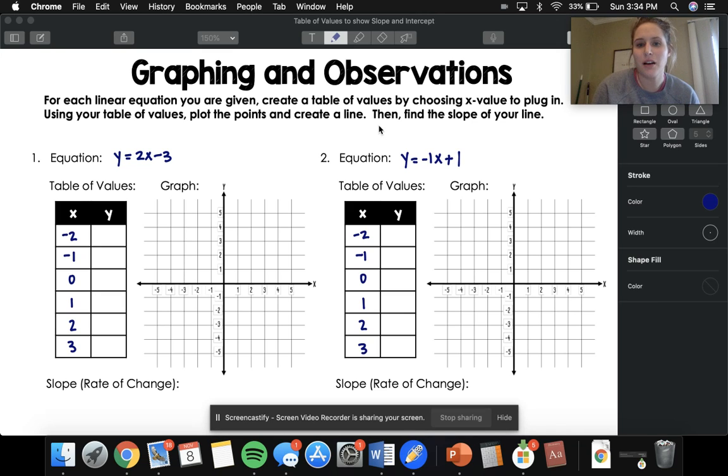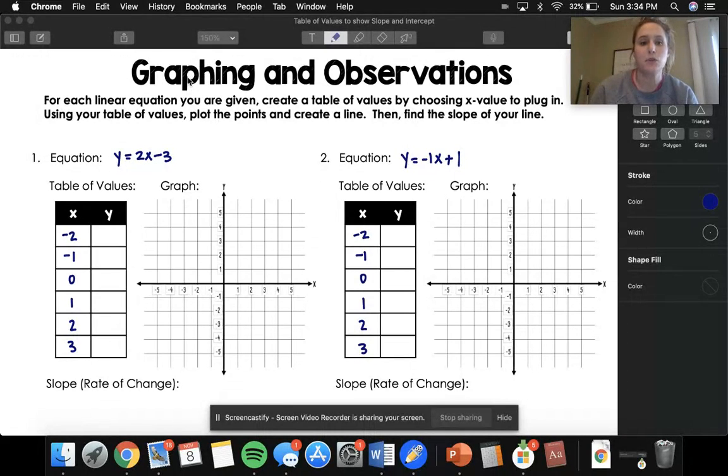Hi guys, today we are going to be at home and we're going to be watching a video of us just graphing things with inputs and outputs and seeing if we notice anything like slope or rate of change. So hopefully when we talk about proportional and non-proportional, we can start understanding the parts of it.